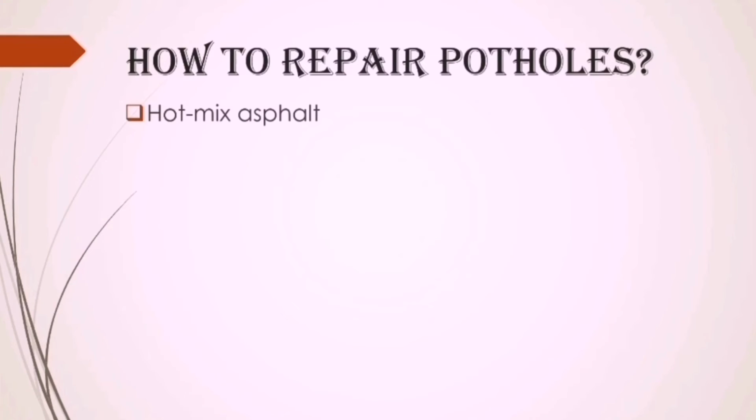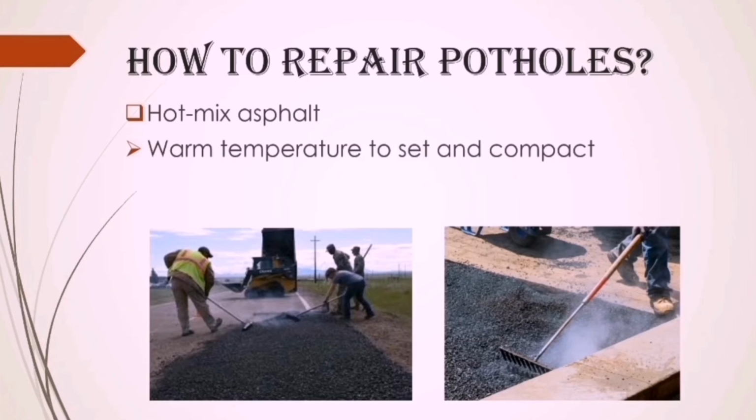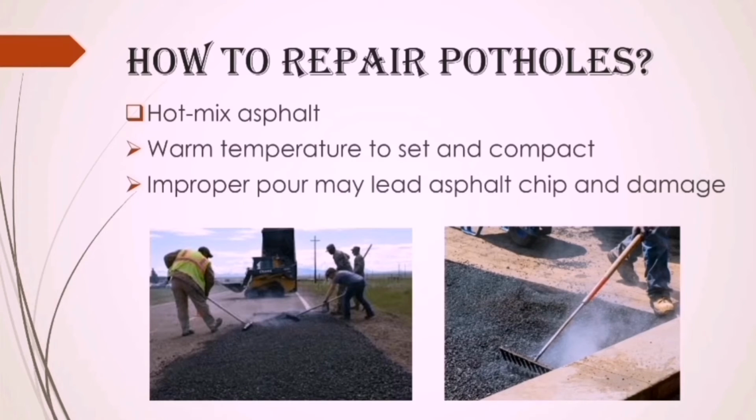There are 2 ways that can help to repair the pothole. First, we can use the hot asphalt. Asphalt for making the highway requires a certain temperature, which is a warm temperature, to help it set and compact properly. If improperly poured, it may leak or spread, and will chip and damage easily. When the temperature matches the requirement of the asphalt, it can be used as skin patching, and it may require help from a professional paving company to prevent mistakes.